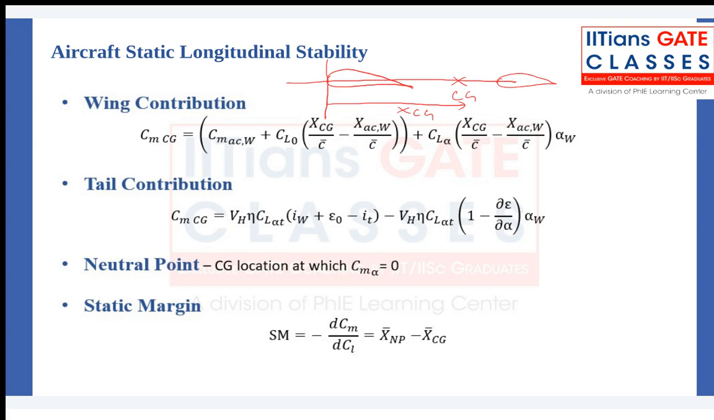XCG, right? Similarly, XAC wing is the distance from the leading edge to the aerodynamic center of the wing. So if your aerodynamic center is somewhere here, this is your XAC wing. Similarly, you have it for the tail. All right. So in the first equation, are all the terms clear? Are you familiar with all the terms now?